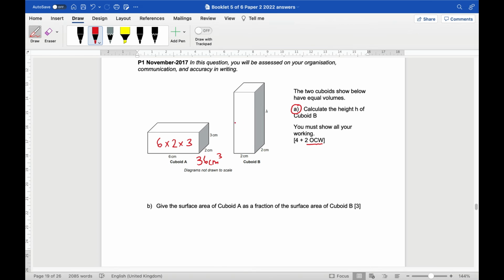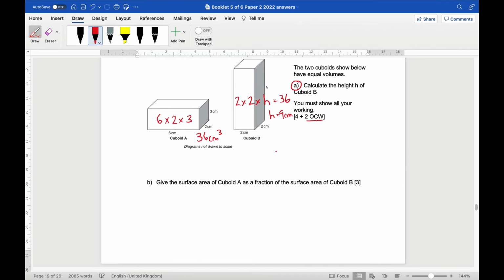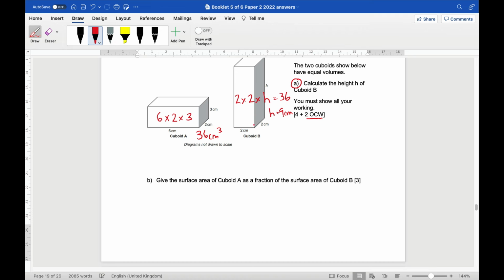The volume of cuboid B is 2 times 2 times H. But we know that we want the answer 36. Therefore, H equals 9 centimetres. Okay. I will do this because lots of people get it wrong, okay?